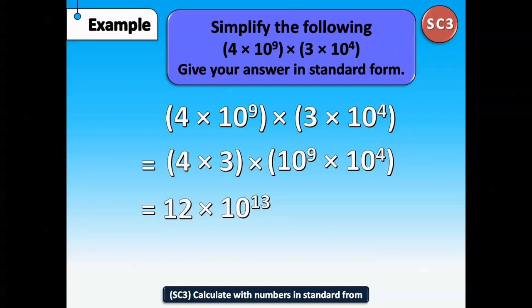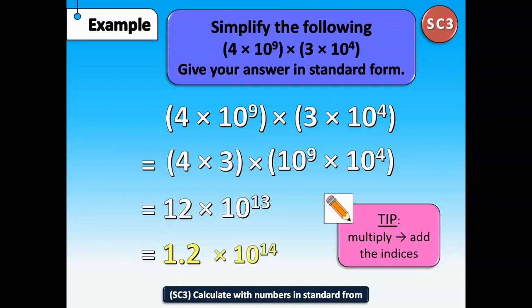Now this answer is not in correct standard form, so we need to put it back into correct standard form. So we add in the decimal point, and we add 1 to the power. So our answer is 1.2 times 10 to the power of 14.